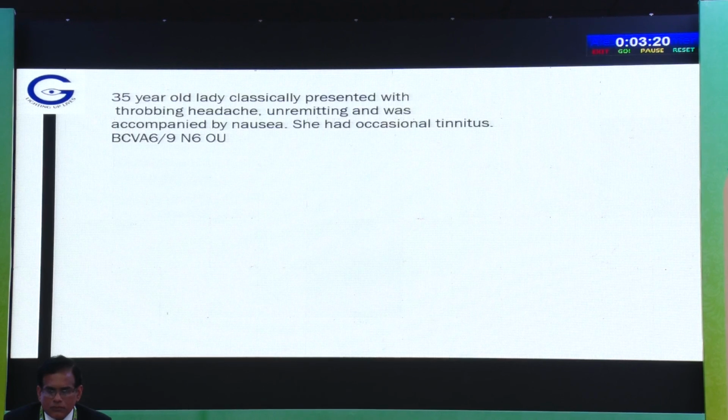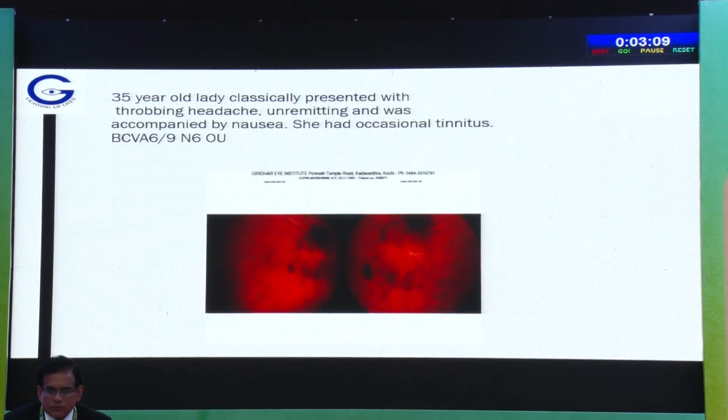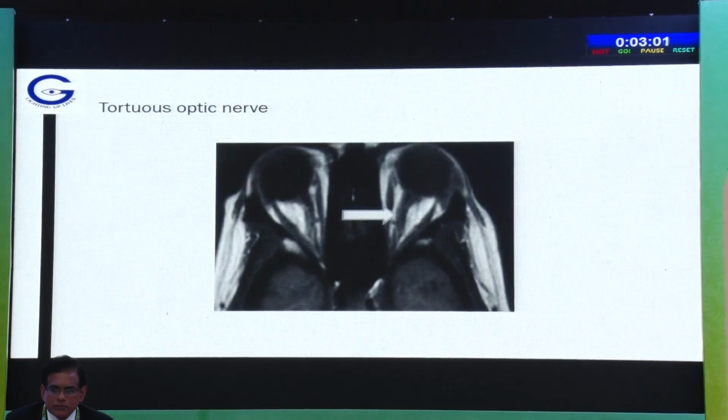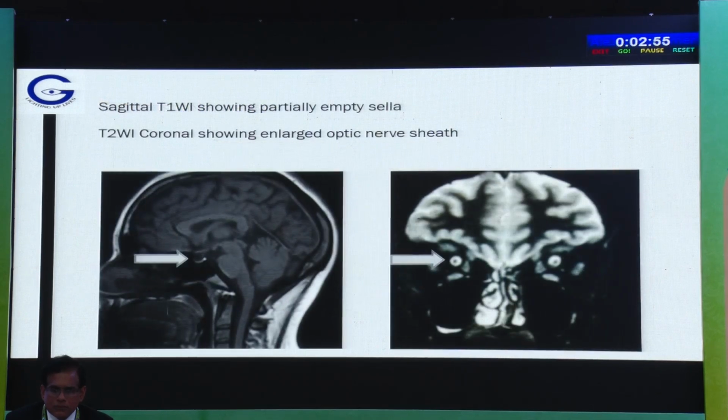This is a 35-year-old lady who classically presented with throbbing headache, unremitting, and accompanied by nausea. She had occasional tinnitus, vision 6/9 and 6/6. So, bilateral florid disc edema. This is the HFA picture, bilateral constriction of the fields. And MRI showed tortuous optic nerve, partial empty sella, and enlarged optic nerve sheath, suggestive of idiopathic intracranial hypertension. So the disc edema in this particular patient is because of idiopathic intracranial hypertension.